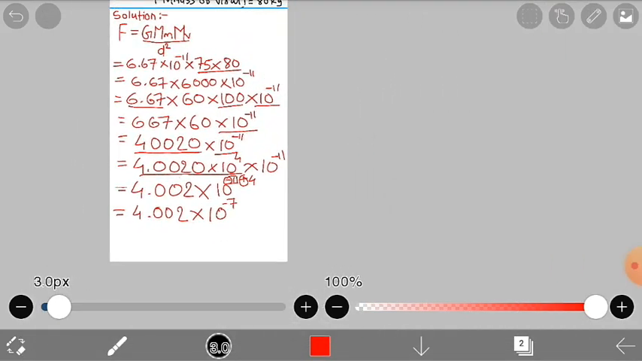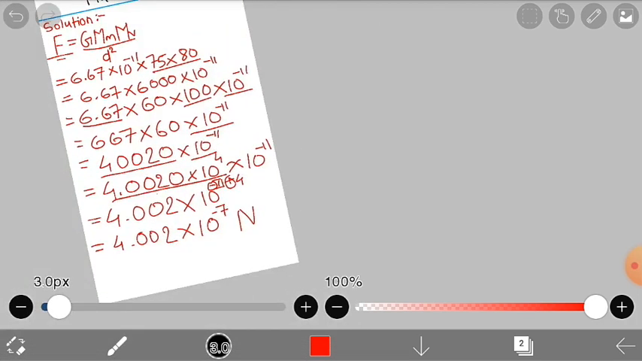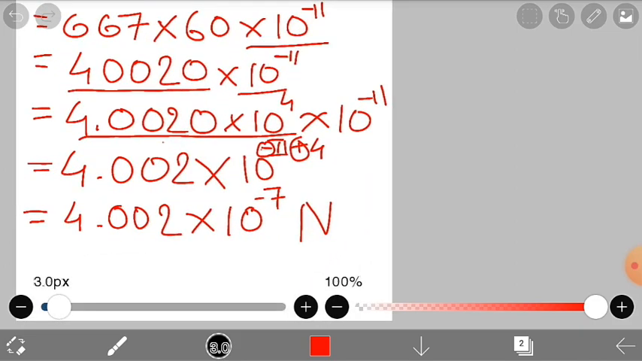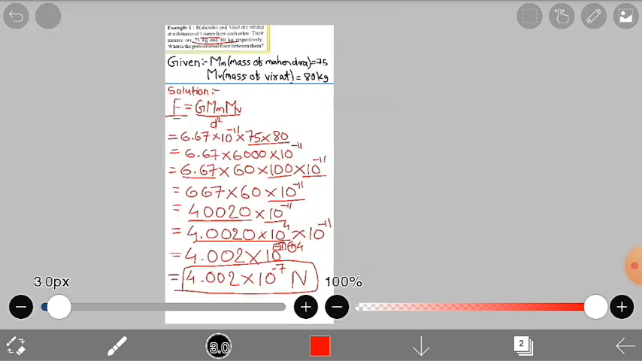And we have calculated here force, therefore the unit is newtons, N. So this is the final answer of this question. If you want this answer, take a snapshot, and let's go towards the second question.